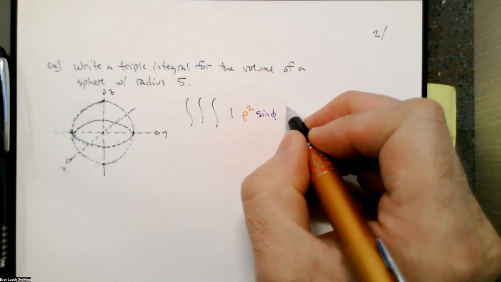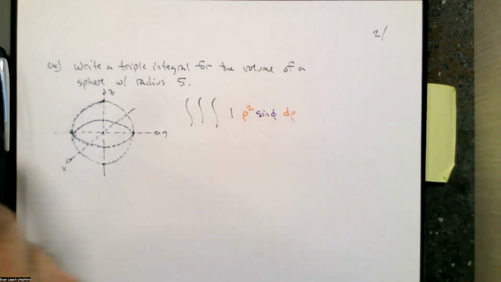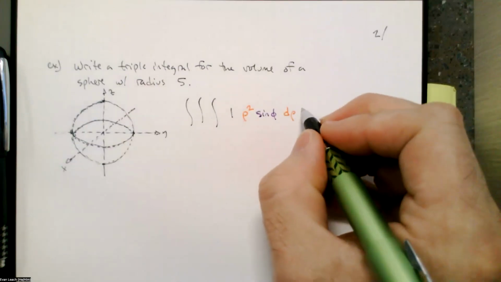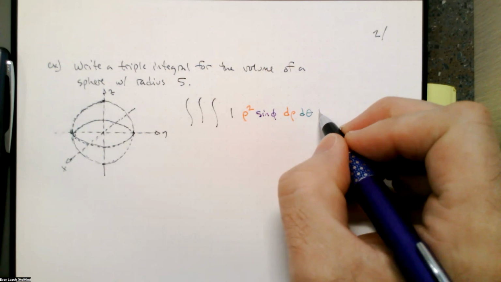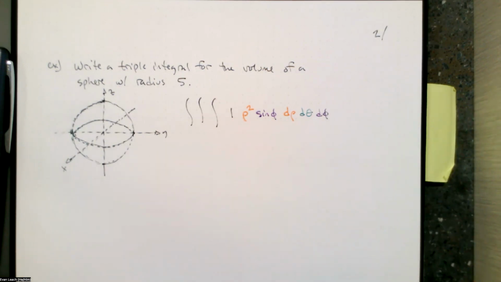Then I can set up the rest of my dV, d rho, d theta, and d phi. Now I've set this up as a d rho, d theta, d phi integral. So my last integral is going to be my phi. My middle integral will be theta, and my first integral will be rho.